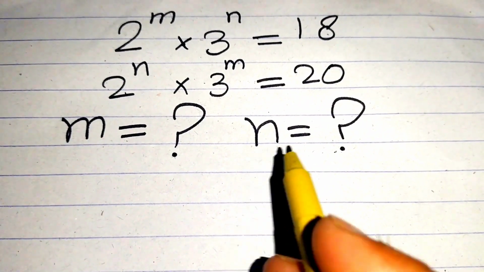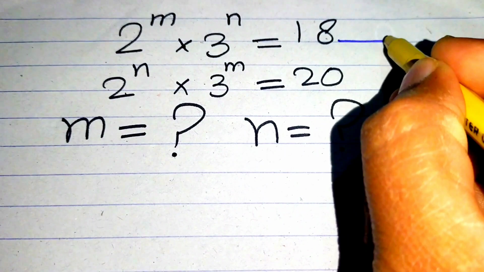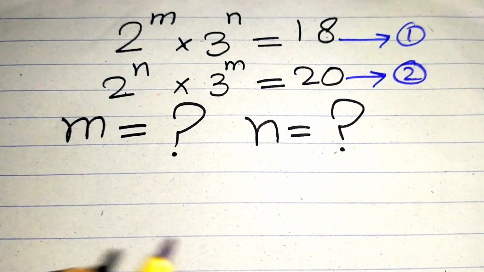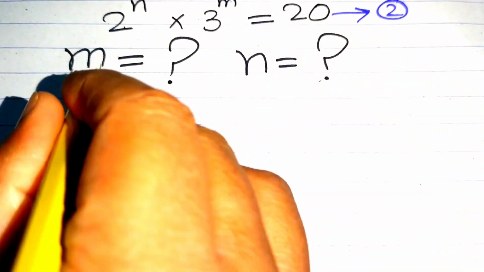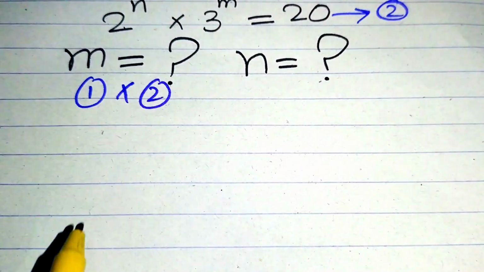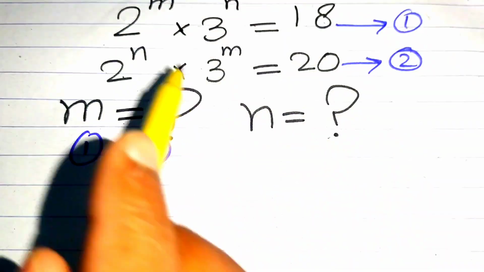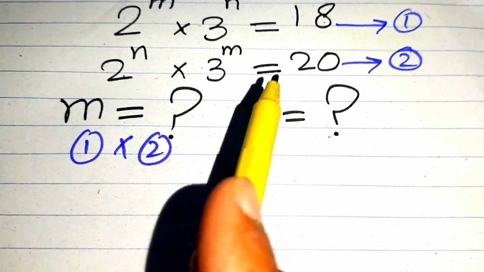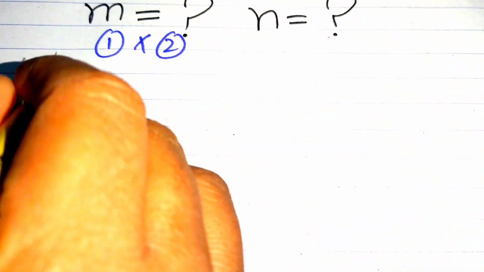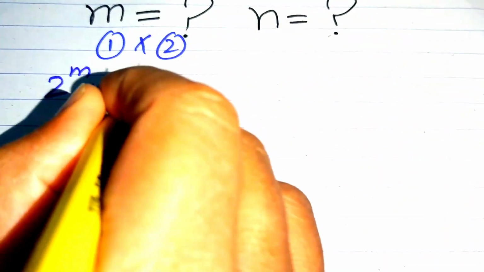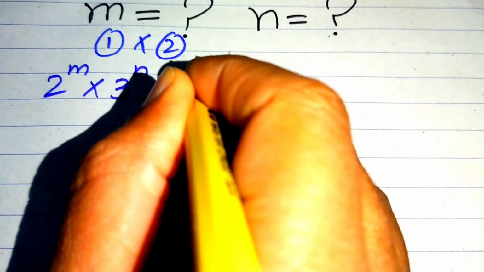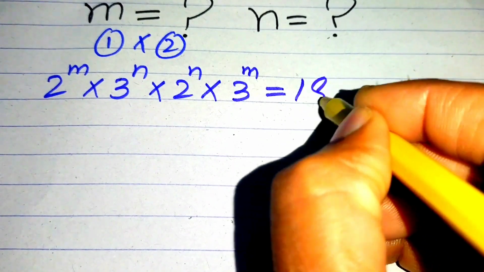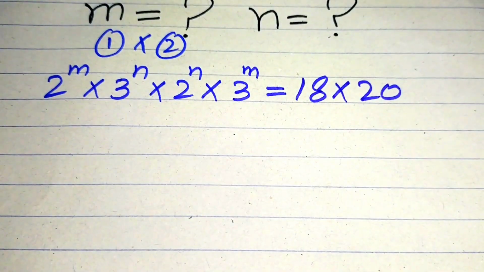So the very first thing we are going to do is call this equation number 1 and this equation number 2. Now we first multiply equation number 1 by equation number 2. When we multiply these two equations, we multiply the left hand side by left hand side and right hand side by right hand side, and we get 2 to the power of m multiplied by 3 to the power of n multiplied by 2 to the power of n multiplied by 3 to the power of m equals 18 multiplied by 20.